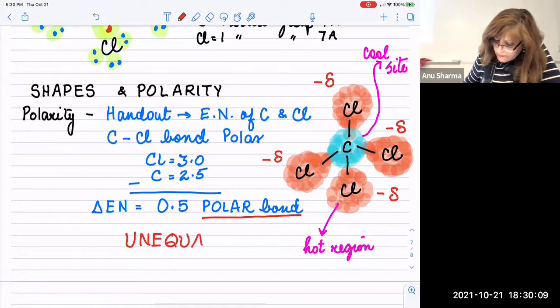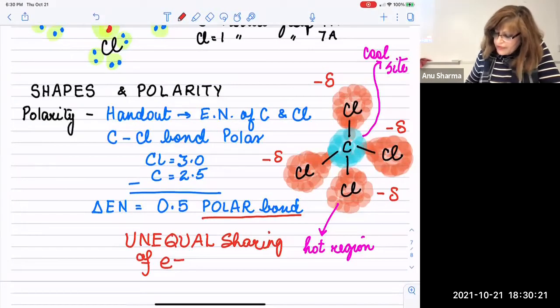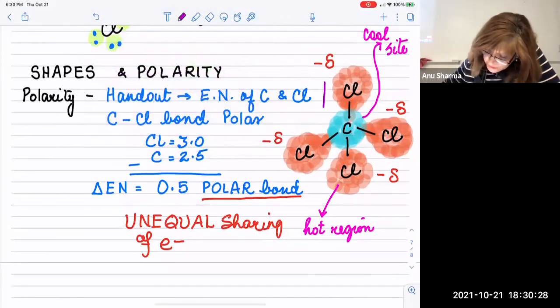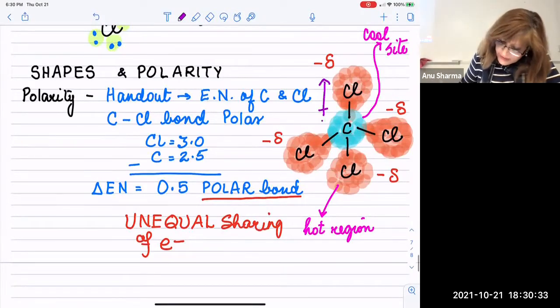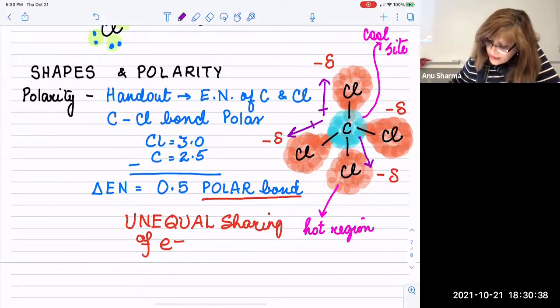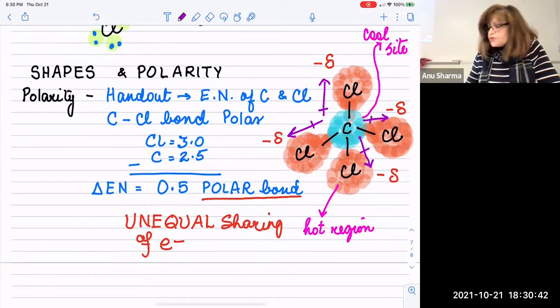Unequal sharing of electrons. And that unequal sharing of electrons is what makes each of the bonds in this molecule polar. That means this chlorine is pulling the electron clouds towards itself. You show it like this. This chlorine is pulling the electron clouds towards itself, and this chlorine is also pulling the electron clouds towards itself.